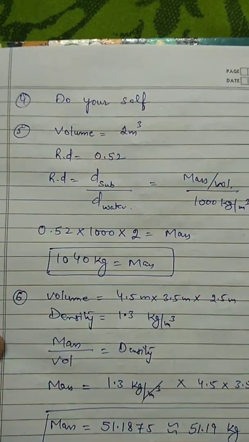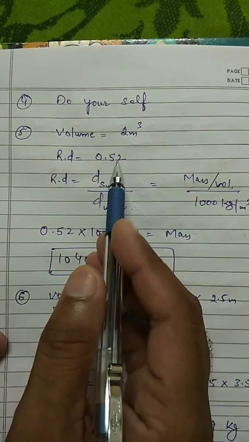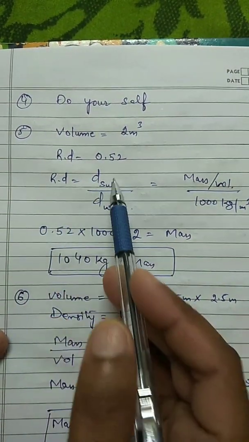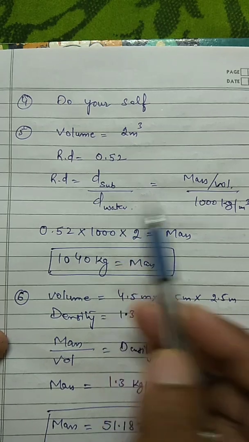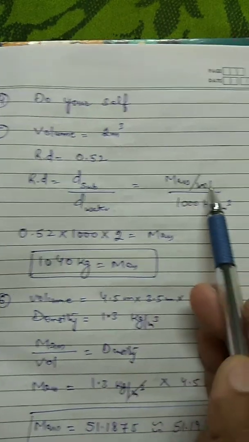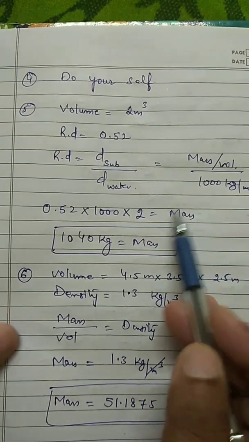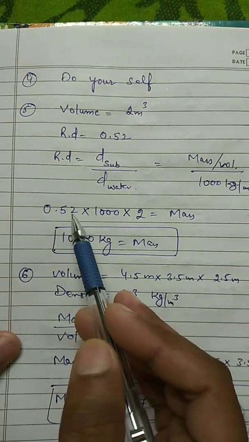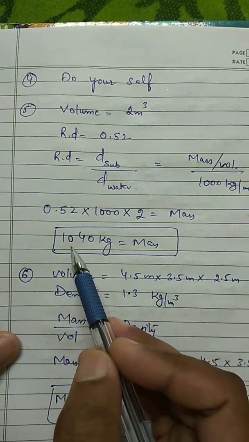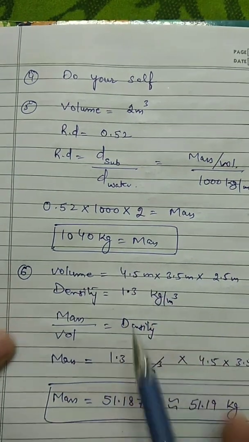Fifth one, volume is given as 2 meter cube. Relative density is 0.52. So relative density is density of substance over density of water. Density we can write as mass over volume, and density of water is 1000 kilogram per meter cube. So by rearranging, mass equals 0.52 into 1000 into 2. So the answer is 1040 kilogram.